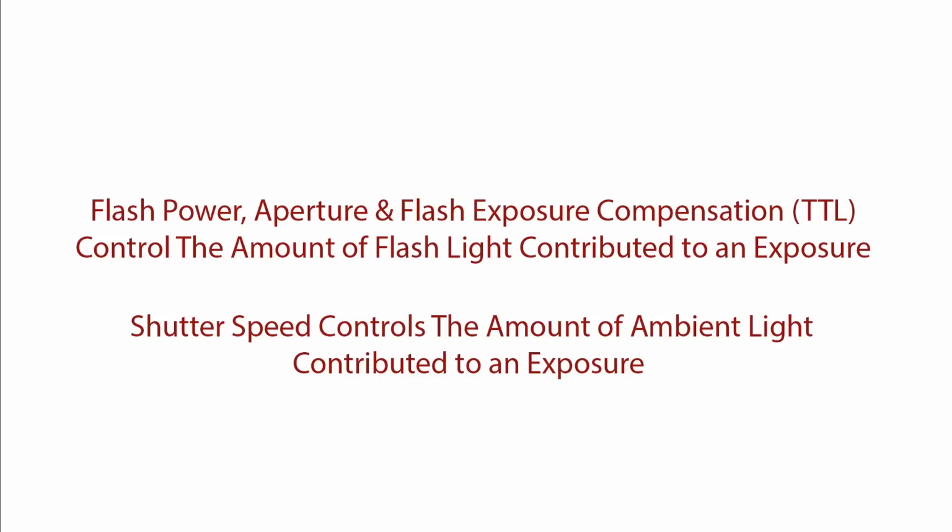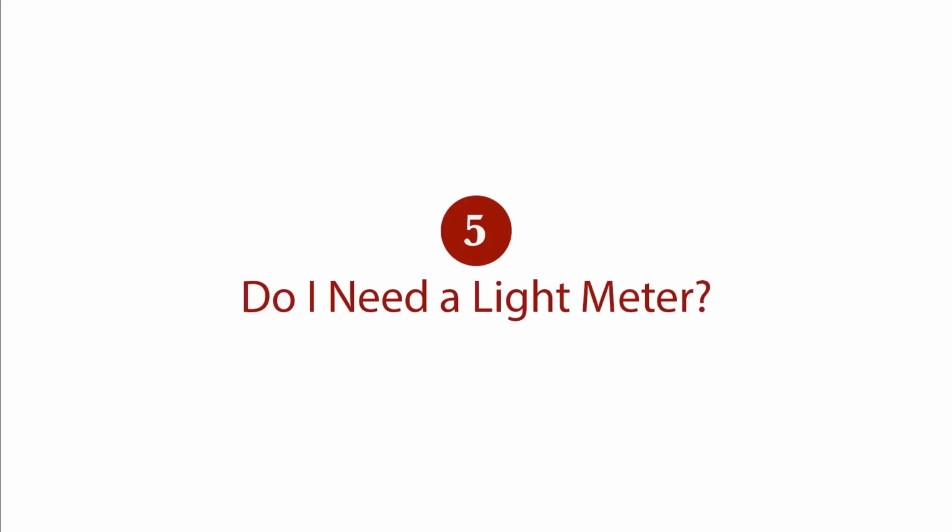You're working with two separate zones of light, right? And you need to think about them separately. So for flash, I'm going to use the flash power, obviously. I'm going to use the aperture. I'm going to use the flash exposure compensation in TTL, and that is going to dictate how much flash I'm seeing in the image. And for the ambient light, which is the dominant light source in an ambient flash situation, shutter speed is going to give me either more or less ambient light. It's really pretty simple. So don't overcomplicate it when you're thinking about it.